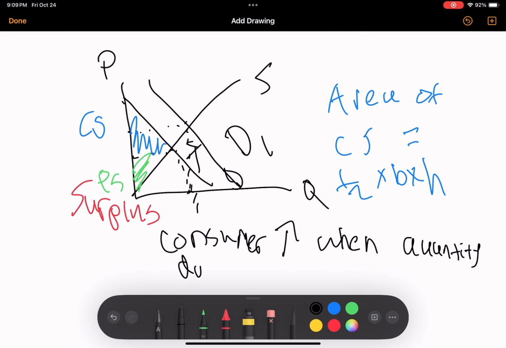So to summarize it, consumer surplus can increase because of the quantity effect, or it could decrease if price jumps a lot relative to quantity.